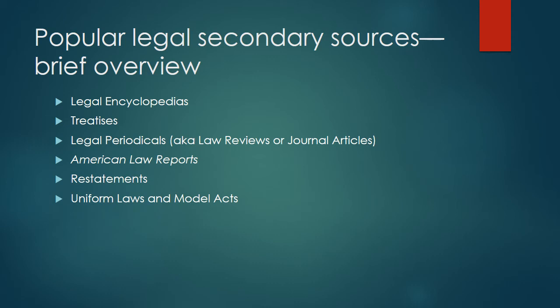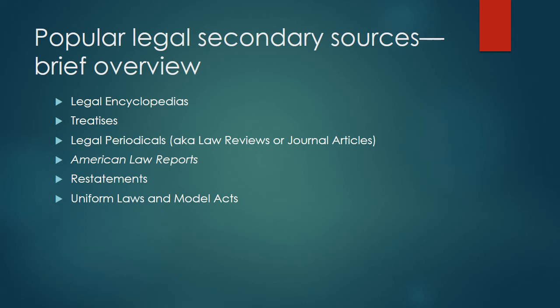So again, there's some national level, like the encyclopedias I was talking about, and there are treatises that get highly specialized, more narrow in focus, both nationally and state organized. They get very highly specialized, like, what's an example? Copyright, a treatise on copyright.